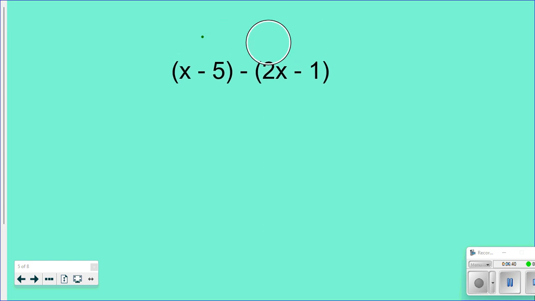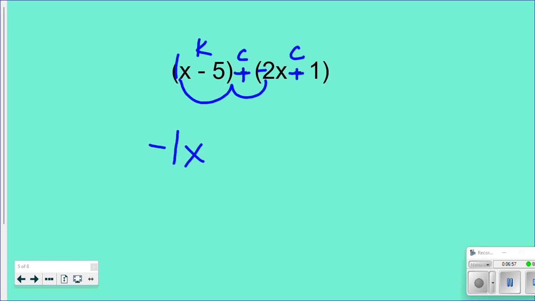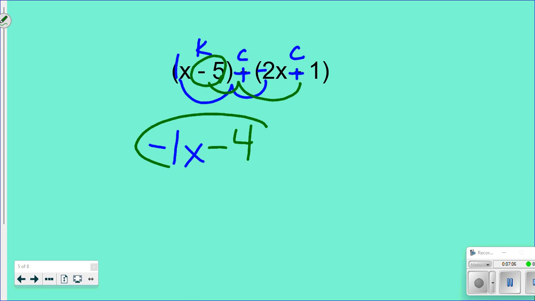All right, so here we go. So I'm going to keep, change, change. Keep this, change this. This is going to be a negative. This is going to be a positive. So now I'm going to put a 1 there also. So 1 plus -2 would be a -1x. -5 plus 1 would be a -4, so it would be a -4 would be my answer.